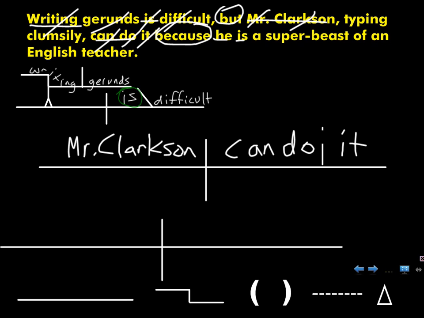Or just take a look at the sentence. What is typing clumsily doing? Acting as what part of speech, therefore? I'm a noun. So it's describing me. There you go. It's acting as an adjective. Very good. Typing clumsily is a participial phrase, acting as an adjective, modifying Mr.